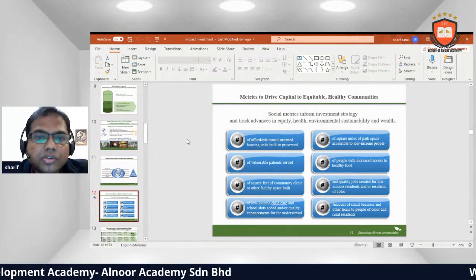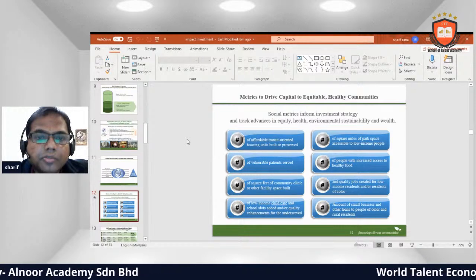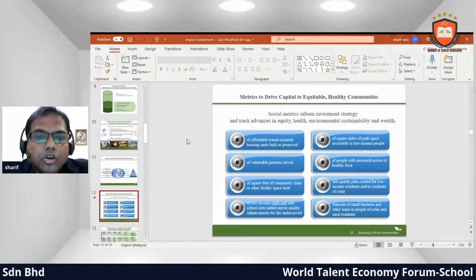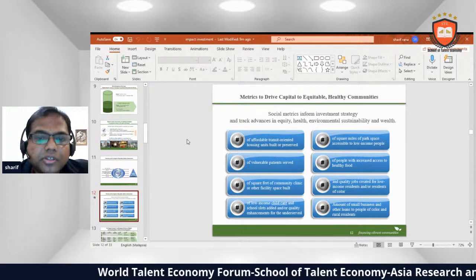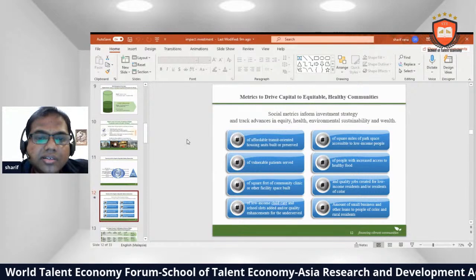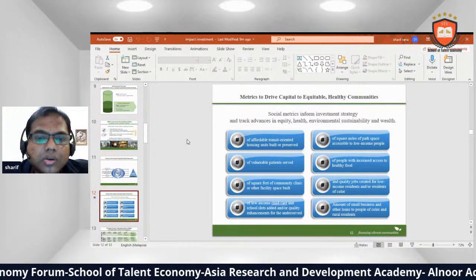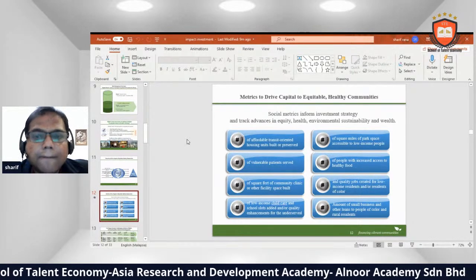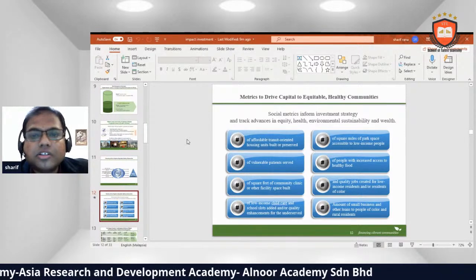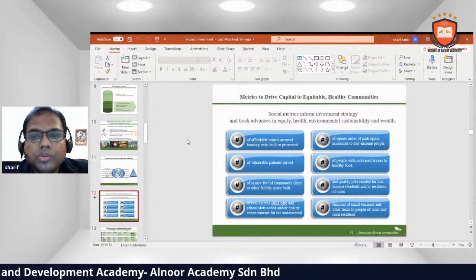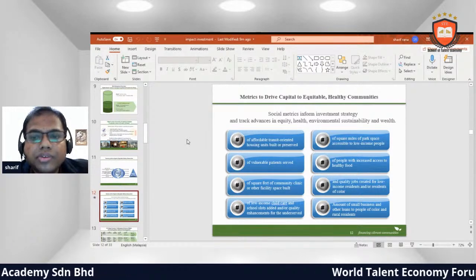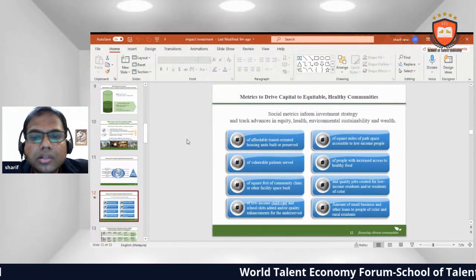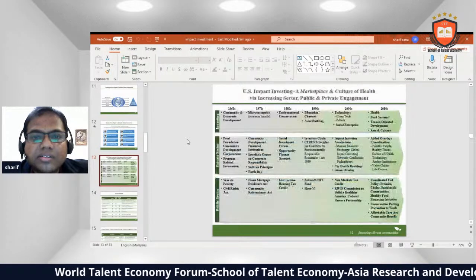Number of affordable transit-oriented housing units built or preserved. Square feet of community clinic or other health facility space built. Low income child care and school slots added and or quality enhanced. Square miles of park space accessible to low income people, people with increased access to healthy foods and quality food, jobs created for low income residents and or residents of color. Amount of small business and other loans to people of color and rural residents.